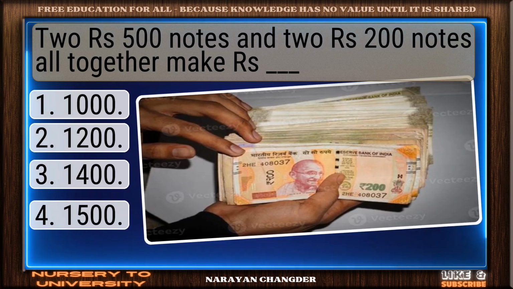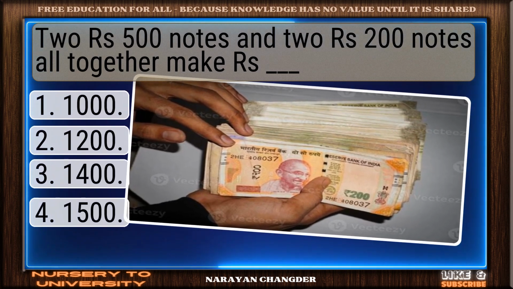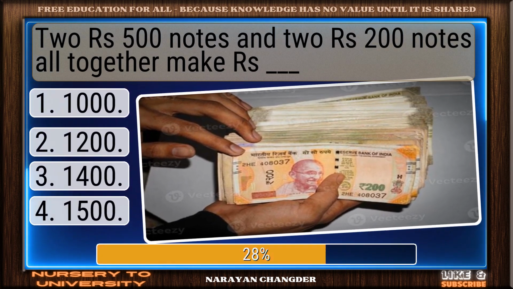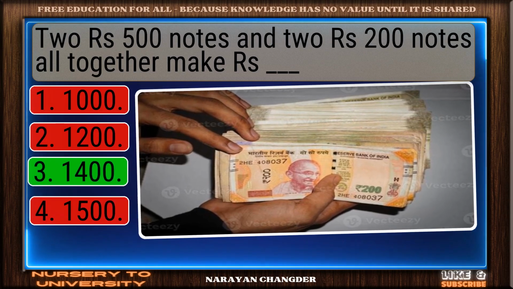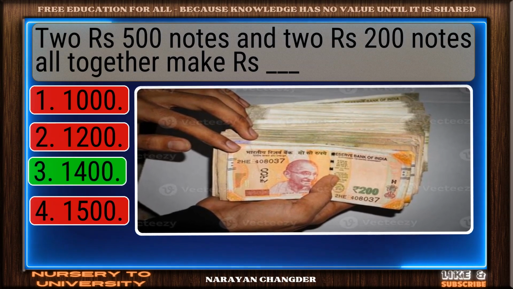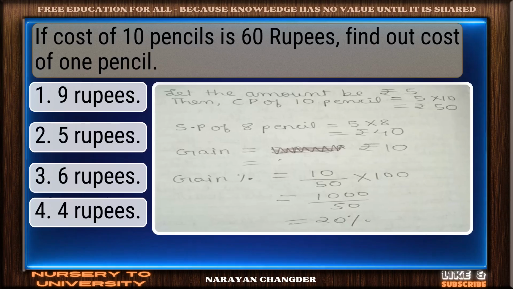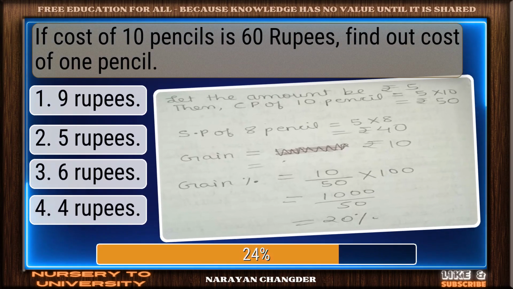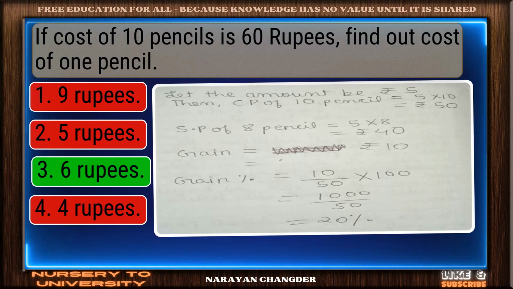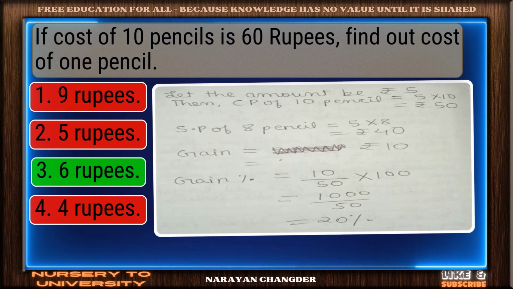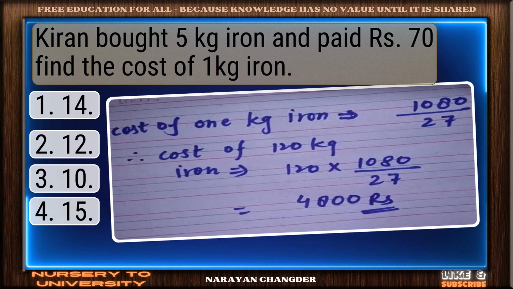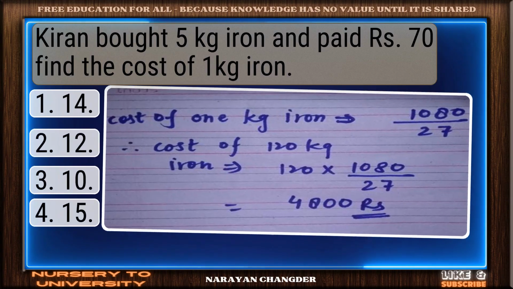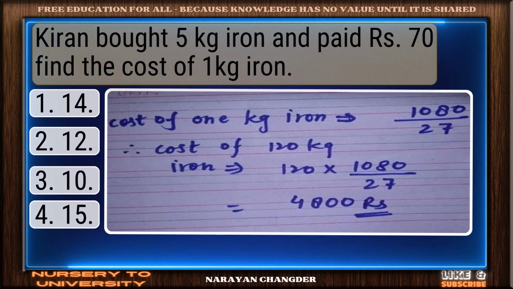2 Rs 500 notes and 2 Rs 200 notes all together make Rs dash. Good thinking. 1400 is the right answer. If the cost of 10 pencils is 60 rupees, find out the cost of 1 pencil. Solid response. 6 rupees is a valid choice. Kiran bought 5 kg iron and paid Rs 70. Find the cost of 1 kg iron.